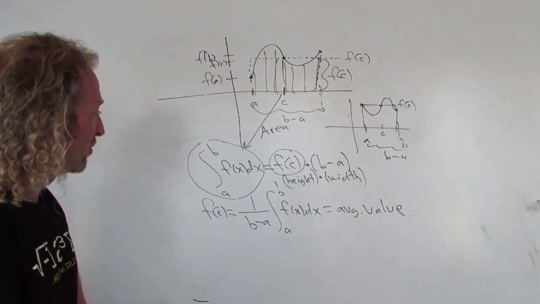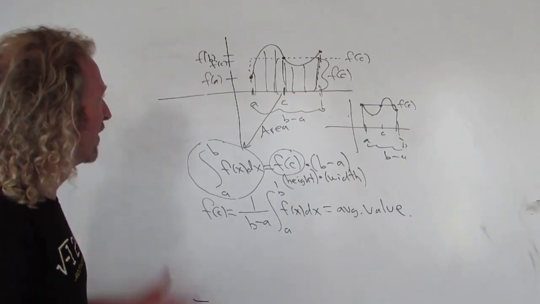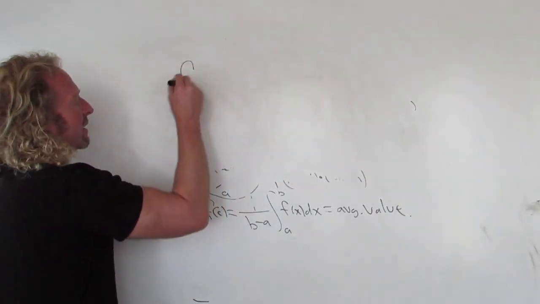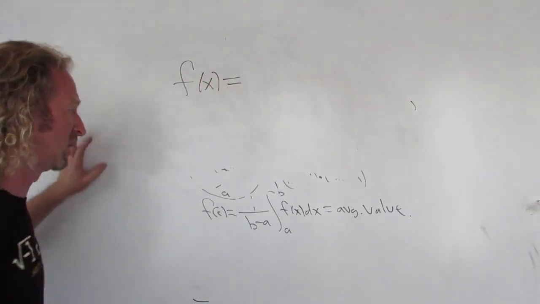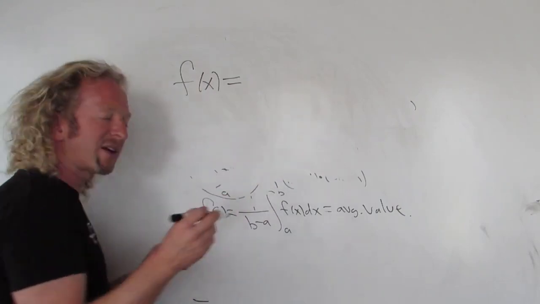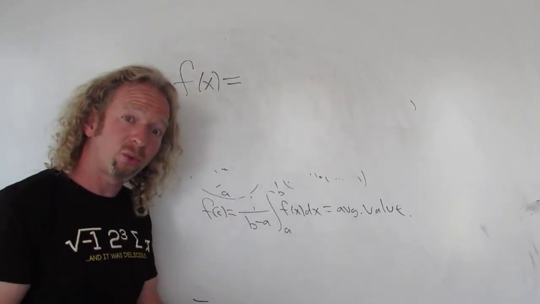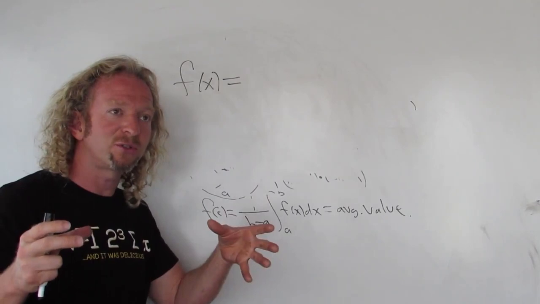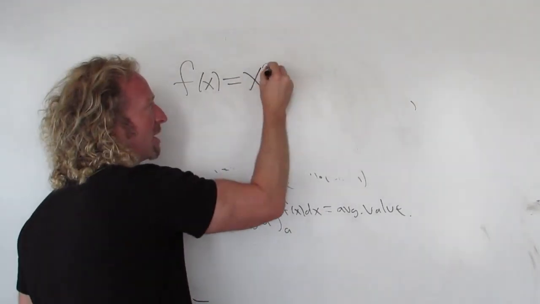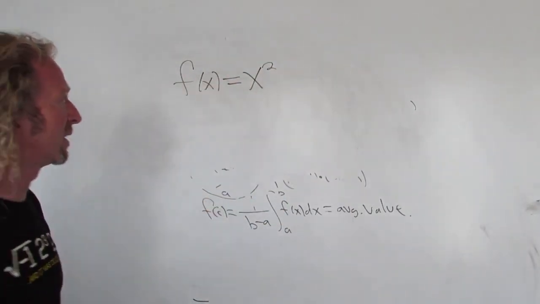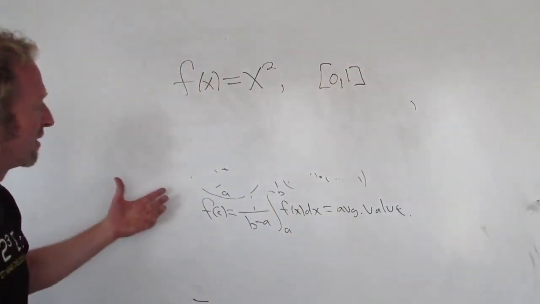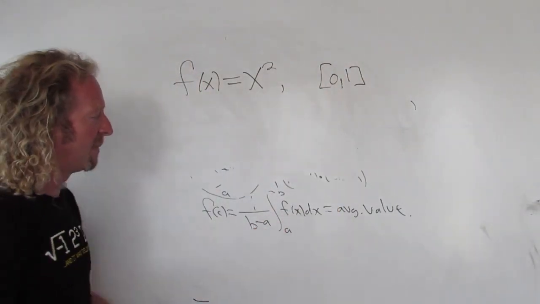And let's try to find the average value. So I'll see if I can make one up. Let's see, f of x equals, I guess we should be able to do this regardless, as long as we have a continuous function, right? The criteria is we have a continuous function on the closed interval. So if I make one up, we should be able to do it. Here we go. I'm going to try to make up the easiest possible one. f of x equals x squared, let's just look at 0, 1, okay? Let's find the average value, and then let's find the value of c.